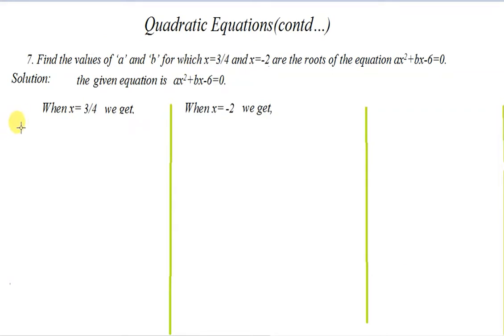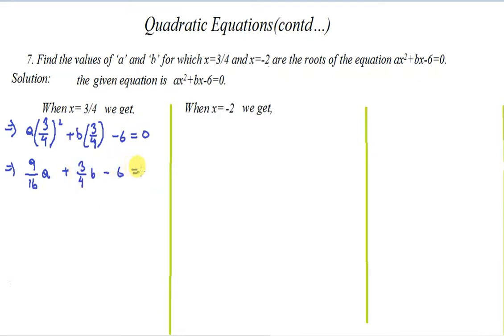So when x is equal to 3 by 4, substituting x, we get a into 3 by 4 whole thing square, plus b into 3 by 4, minus 6, this is equal to 0. Then 3 square is 9, 4 square is 16, so this becomes 9 divided by 16 a, plus 3 by 4 b, minus 6 is equal to 0.